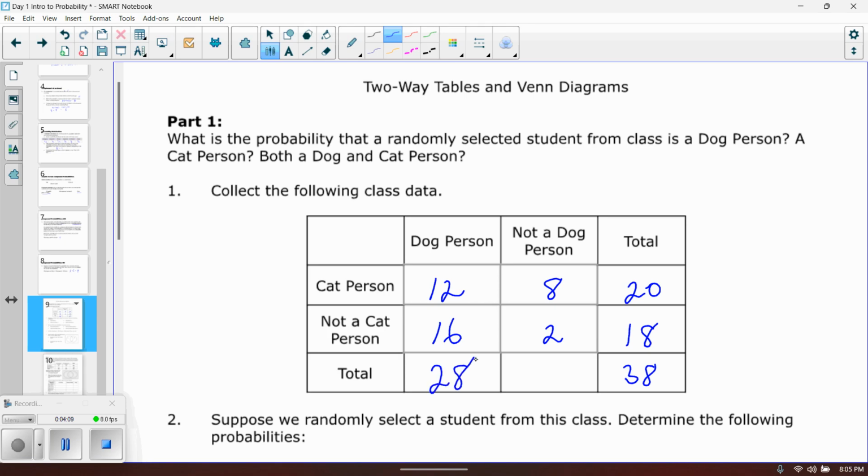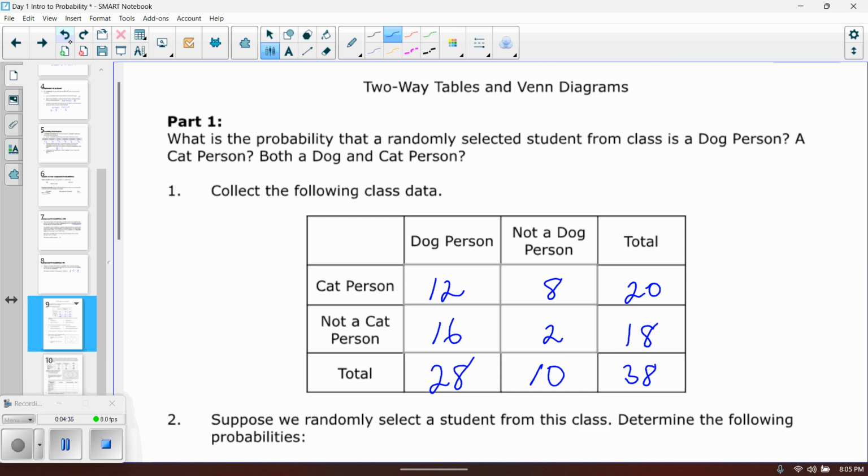And then there are 8 people that do not own a dog, but they do own a cat. And there's 2 people that don't own either one. So there are a total of 10 people that don't own a dog at all. And once again, if you look down this row right here, there are 28 plus 10, which is 38 total people. And that's got to add up to the total number of people in the survey.